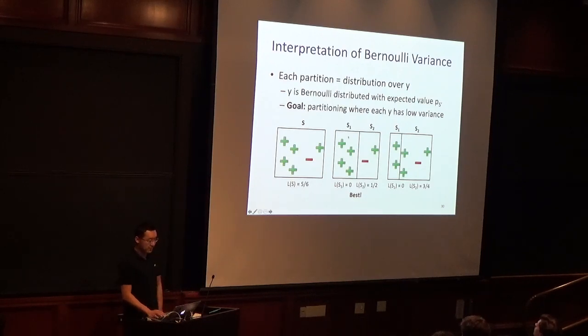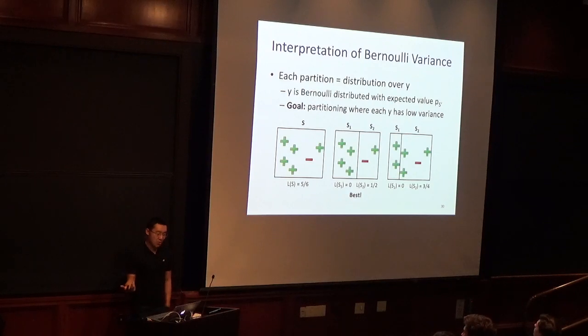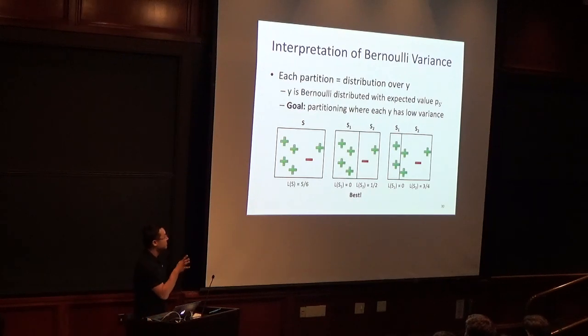So, in the case of Bernoulli variance, you can think of each partition as encoding a Bernoulli distribution over the output variable, the binary class, right? And the expected value of this random variable is exactly the expected fraction of positive versus negative examples in that partition. And the goal is to figure out a way to partition the space using a decision tree, in this case axis aligned, where the individual partitions have low variance. That's the interpretation.